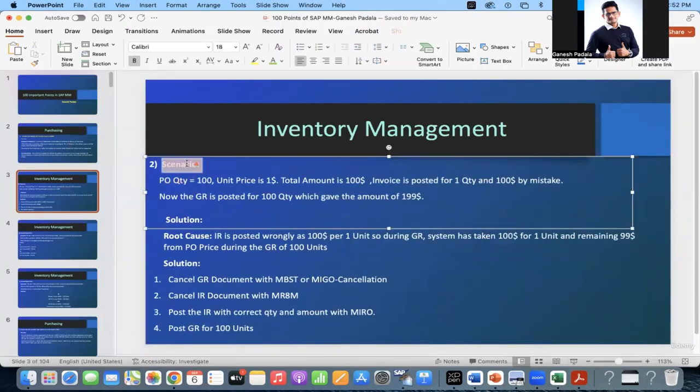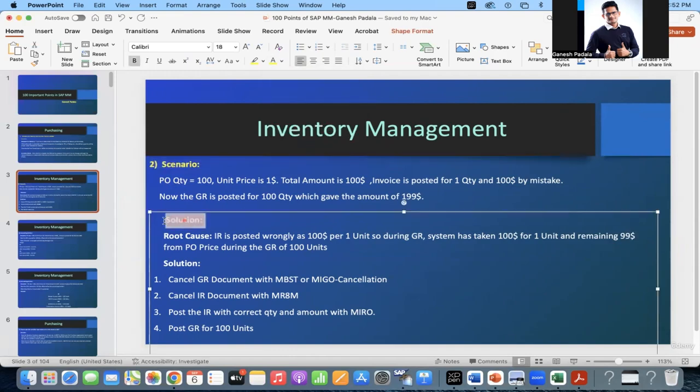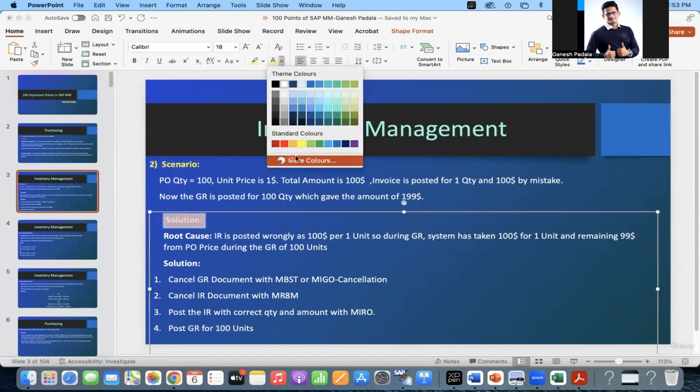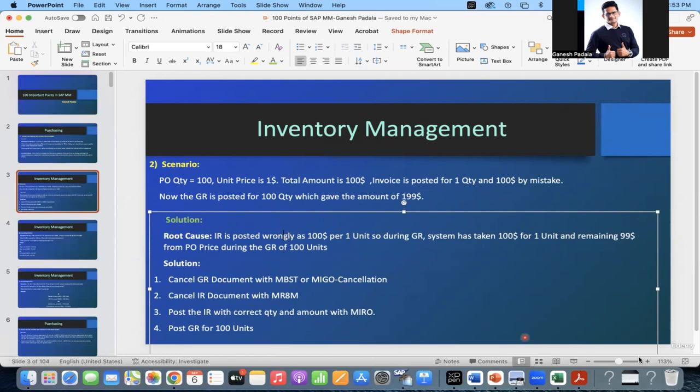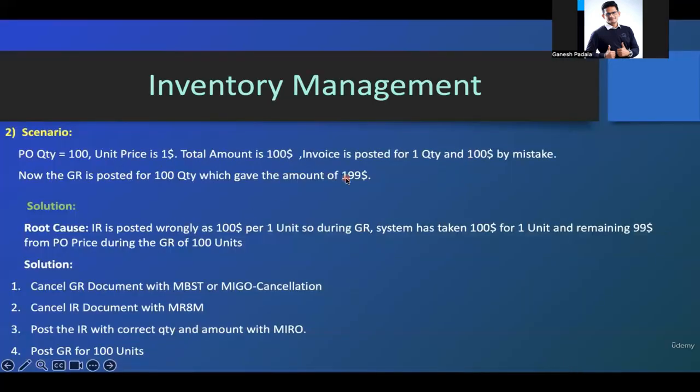So let us go to the second one: scenario and solution. This is from inventory management. What is the scenario? PO quantity is 100, unit price is $1. I use it just for simplification, not to have too much complication of calculation, because our focus is not about complex calculation. So total amount is $100.